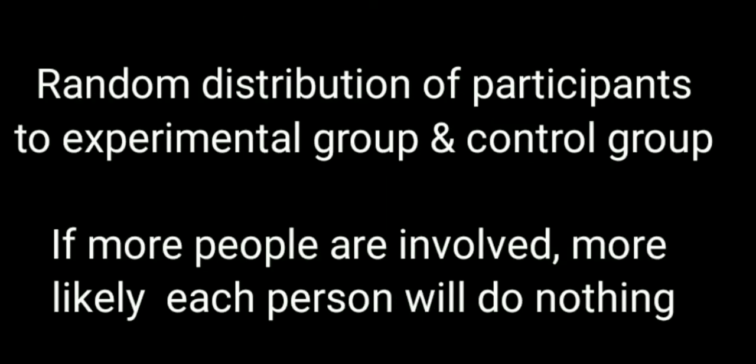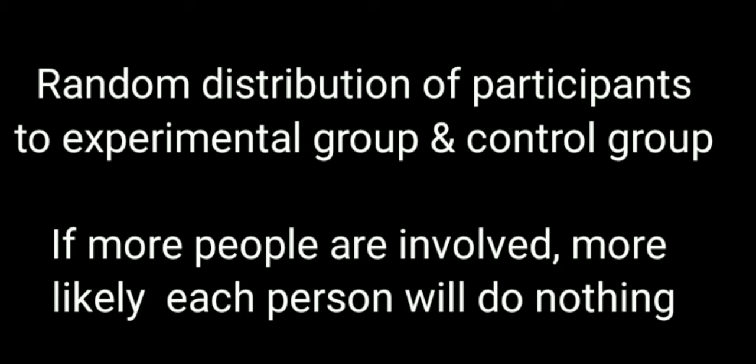Distribution of participants to experimental group and control group was done randomly so that each person has an equal and fair chance of being included in any of the groups. Through this experiment, they actually tried to explain that in emergency situations like this, where people need to make decisions, if more people are involved, it is more likely that each person will do nothing, believing someone else from the group will probably respond. So, in case of more observers, it is less likely that anyone would help.